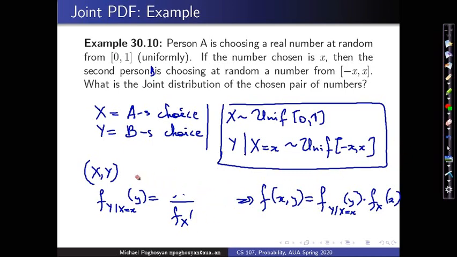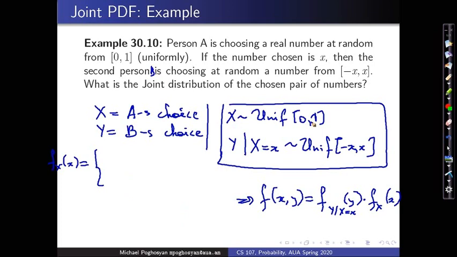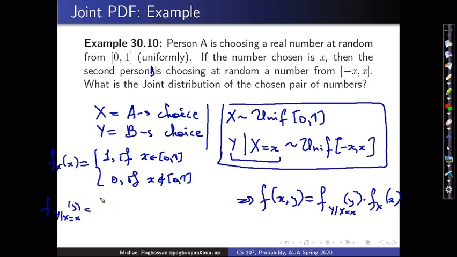I'm erasing this part and writing what we have. So f of X at the point x is, because X is uniform in 0, 1, equal to 1 if x is between 0 and 1, and 0 if x is outside of that interval. And the PDF of Y given X equal to x at the point y: uniform in this interval means the PDF is 1 over the length of the interval, 1 over 2x, if y is between minus x and x, and 0 if y is not in minus x, x.